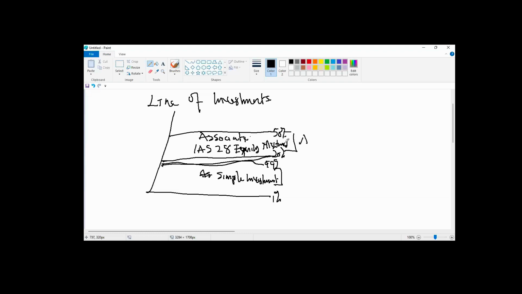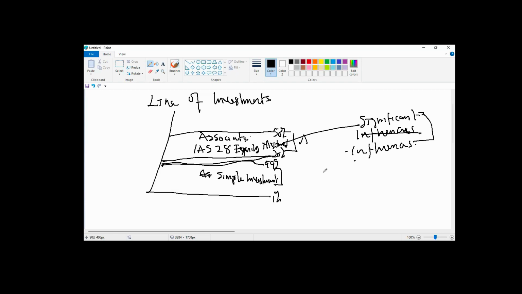But what is most important in associates is when we have significant influence. Before you can call any investment an associate, there must be existence of significant influence. I don't know whether you have listened to the voice notes I have sent to the platform on associates. If you have listened to them very well, you will see how to go about investment in associates.